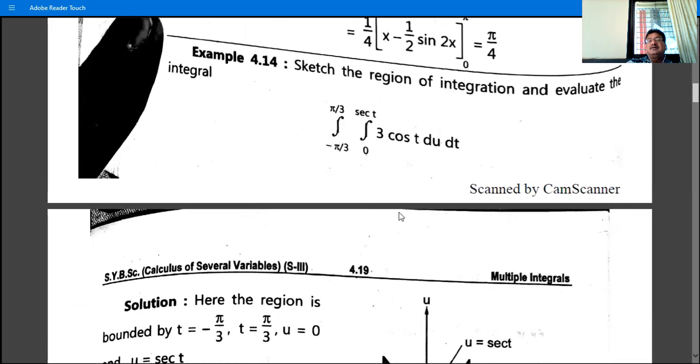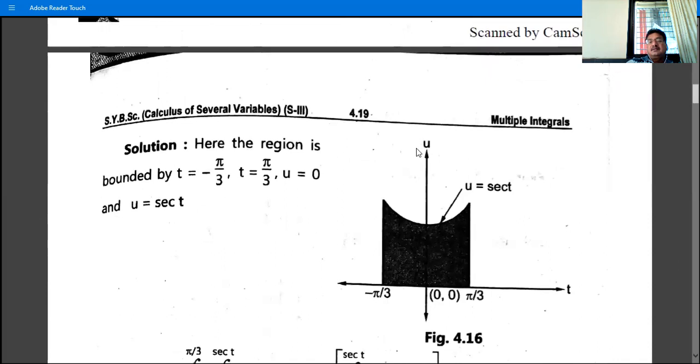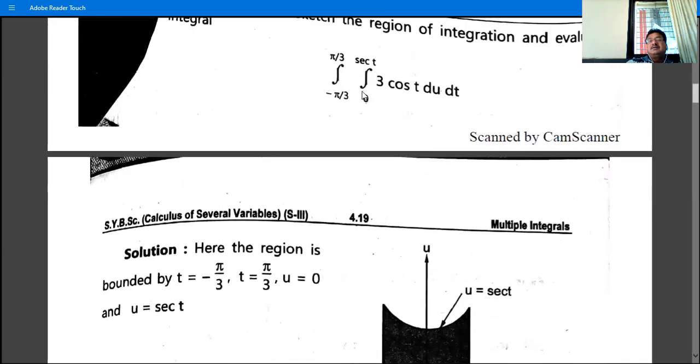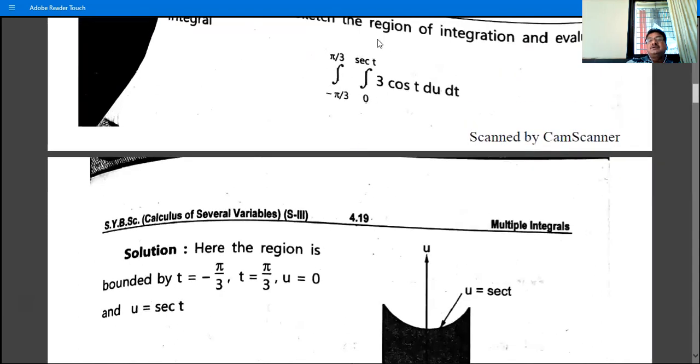Sketch the region of integration and evaluate, same type of problem. So the order is du dt, that is, the variables are u and t. And then what is the limit on u? The limit on u: u is 0 is the equation of the t axis, and u is equal to sine t.